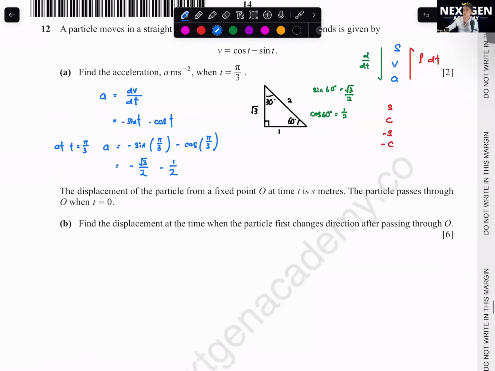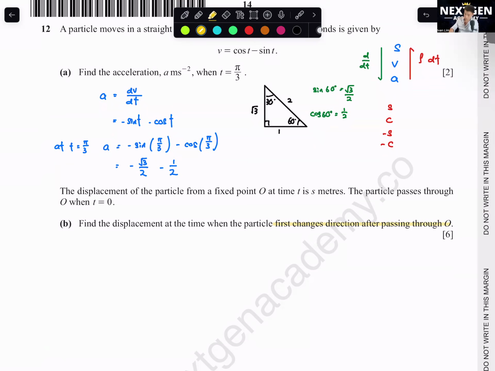Okay, the next one. The displacement of the particle from a fixed point O at time t is s meters. The particle passes through O when t equals 0. Find the displacement at the time when the particle first changes direction after passing through O. Keyword: changes direction. When does a particle change direction? Remember, when you run and want to change direction, what will you do? You need to stop first, then you turn your body, then you run the opposite direction.